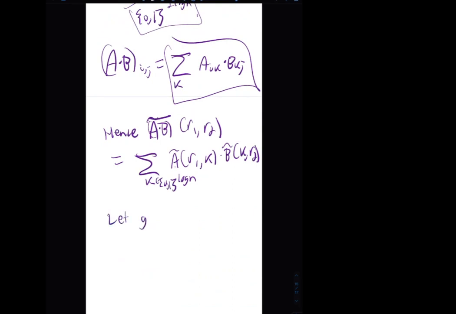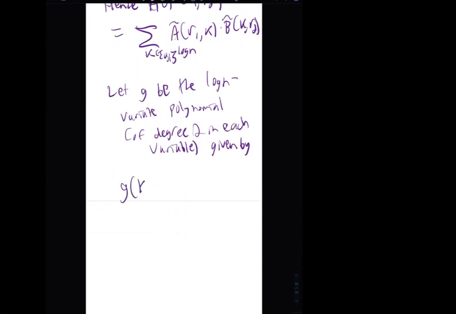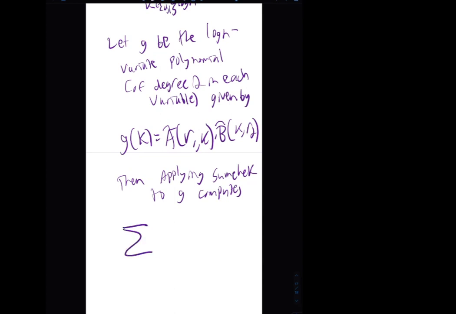Okay, so if we let g be the log n variate polynomial of degree 2 in each variable, given by g of k equals A twiddle of R1 comma k times B twiddle of k comma R2, then applying sum check to g computes the sum over Boolean inputs k in {0, 1} to the log n of g of k, which I just said is exactly A twiddle of R1 comma R2 as desired. Sorry, not A twiddle, A times B twiddle.